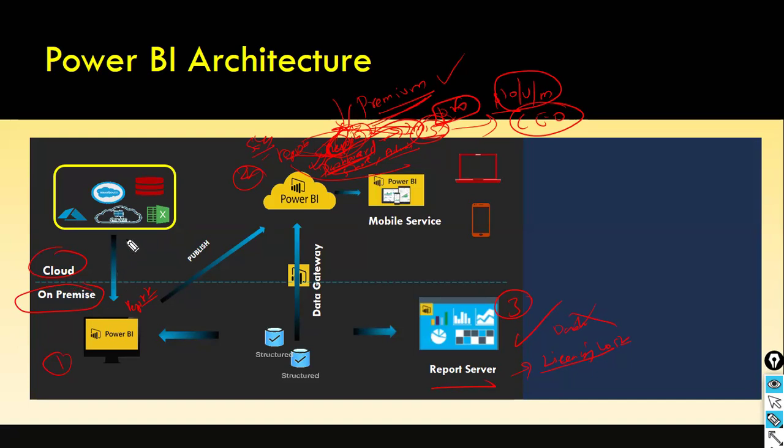In the case of Power BI architecture, there are two sides to this. One is the cloud and the other one is on-premise. On-premise is in your office, in your branch, the physical server you have. Let's say in your office you have the Power BI Desktop and you have the report server. This is called on-premise, inside your office.